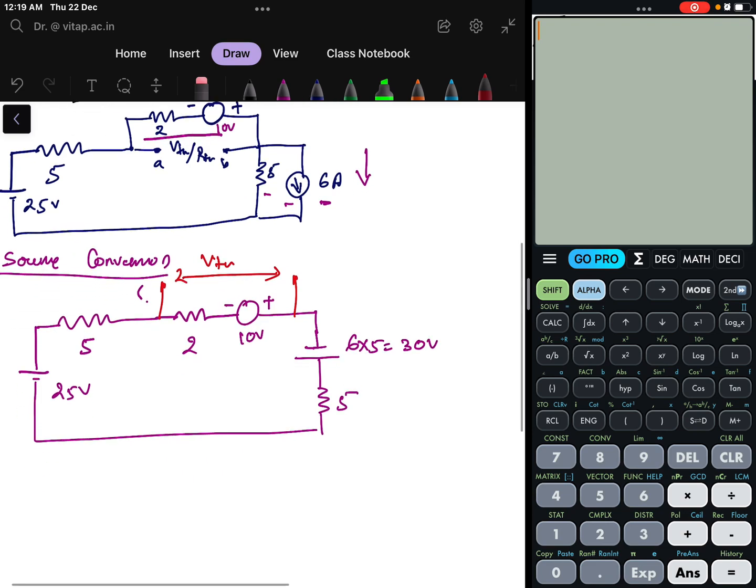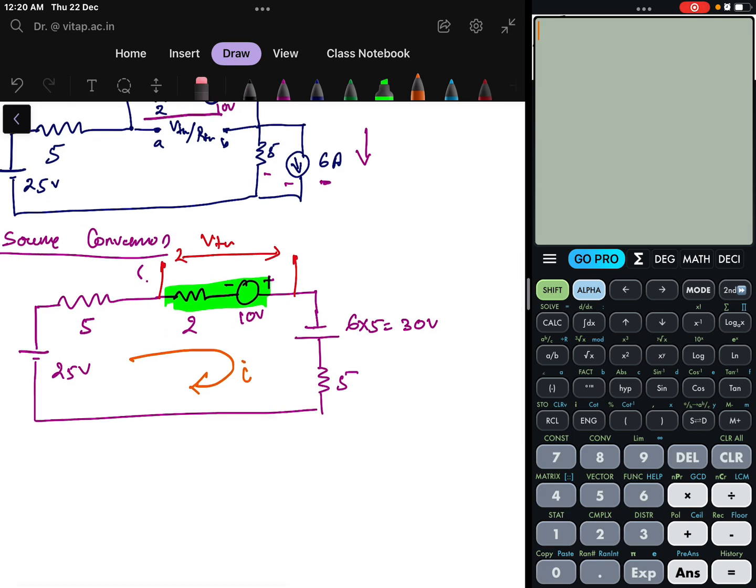Now, let us see how to calculate. To calculate this VTH, if I find the total voltage drop across this area, then I can find the VTH. VTH is nothing but the voltage drop across this 2 ohm and the 10 volt, the combination of that will give me the VTH. To calculate that, I can take the mesh analysis here, with the current as I. If I find the current I, then 2 into the current will give me the voltage drop here, and the addition of these two voltages will give me the total amount of voltage available there.